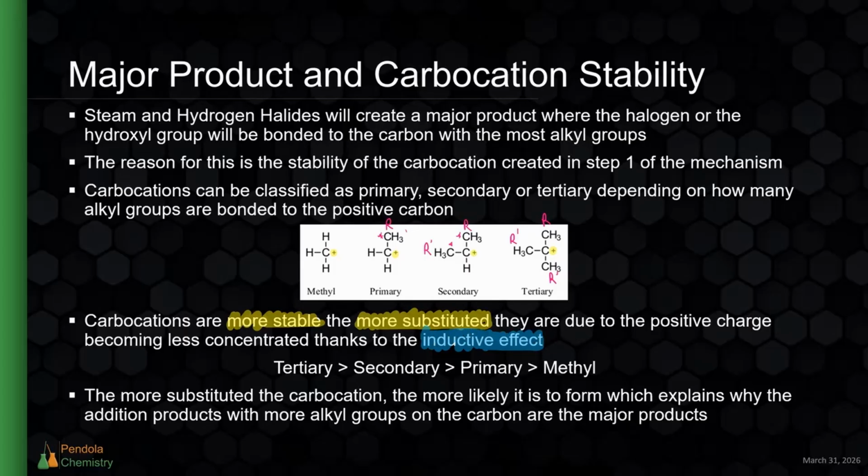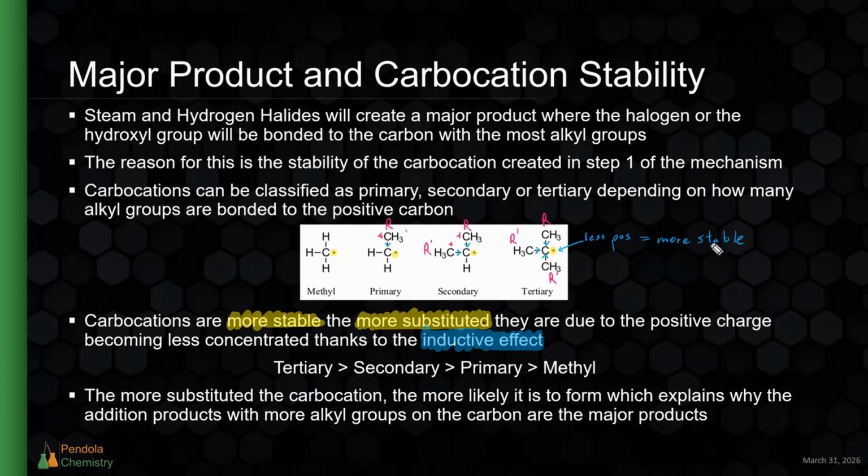The inductive effect talks about how carbon-carbon bonds are non-polar. So what happens is that when we have a positive ion, the electrons in this carbon-carbon bond are drawn towards the positive ion. The more carbon-carbon bonds we have on that positive ion, the more electrons are drawn towards that positive carbon. And because that positive carbon has more electrons around it, the positive charge is less positive. Less positive means more stable.